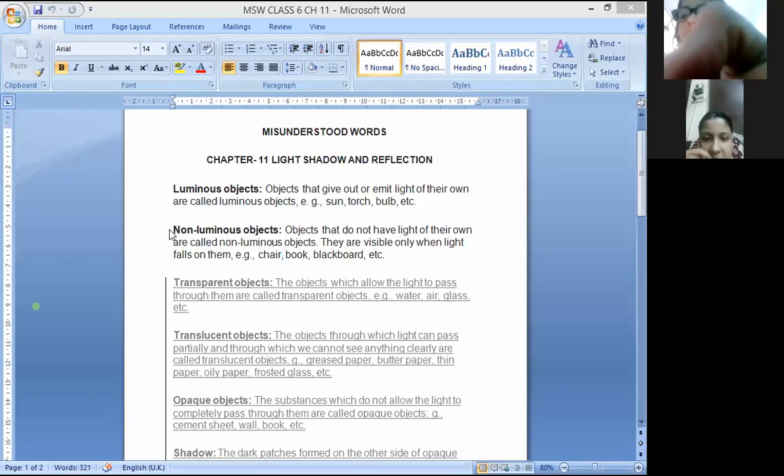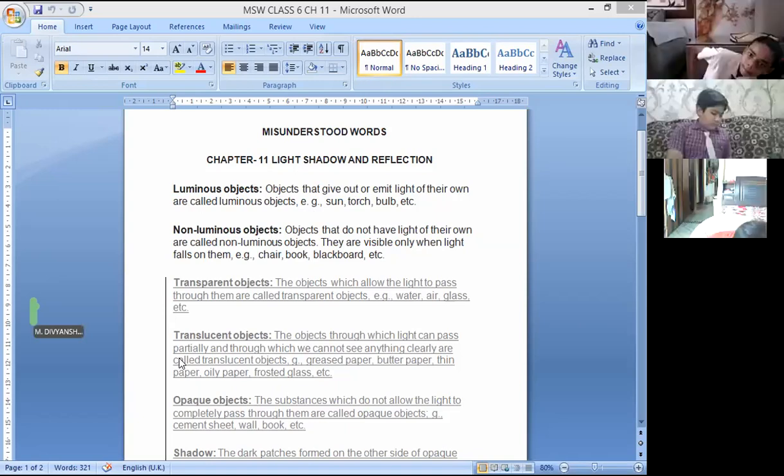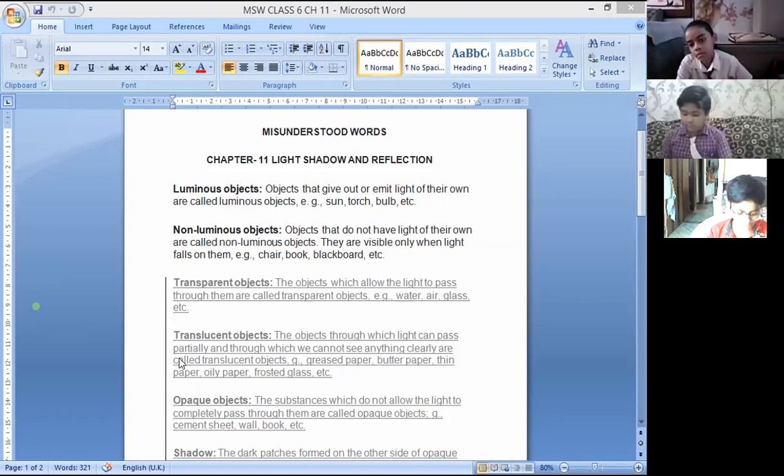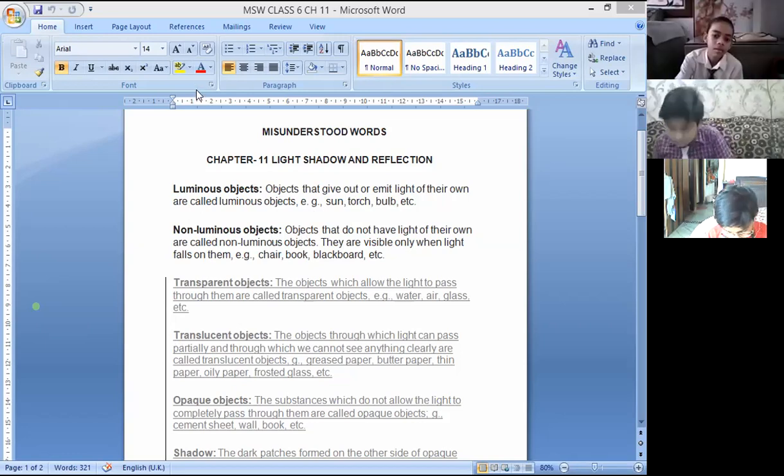First is a luminous object. The simplest definition of a luminous object is that the objects which give off their own light, which emit their own light, are known as luminous objects, like sun, torch, bulb, fireflies. Yes, Chitra, you have raised your hand. So these all are examples of luminous objects.